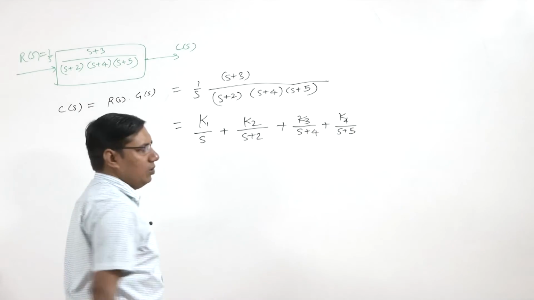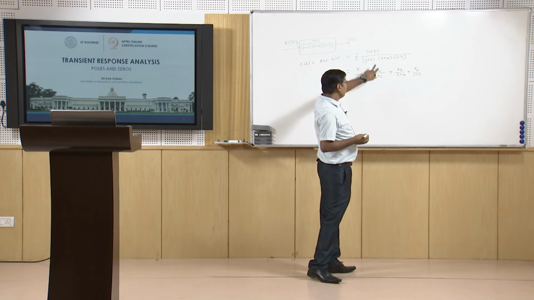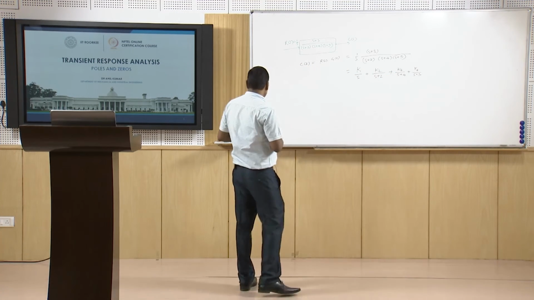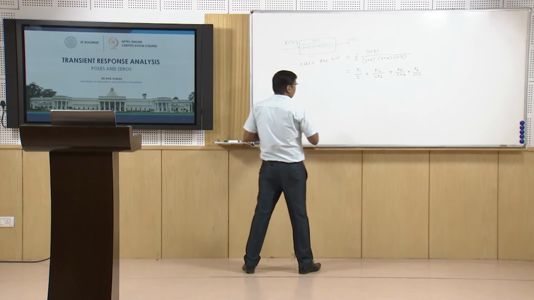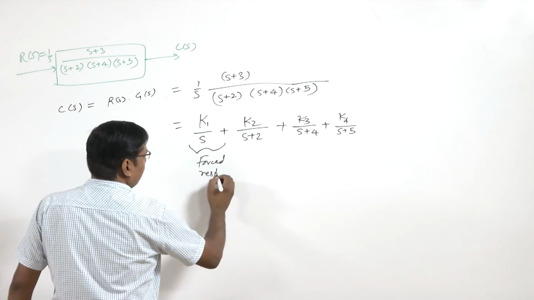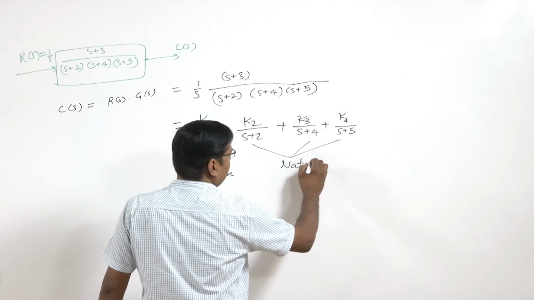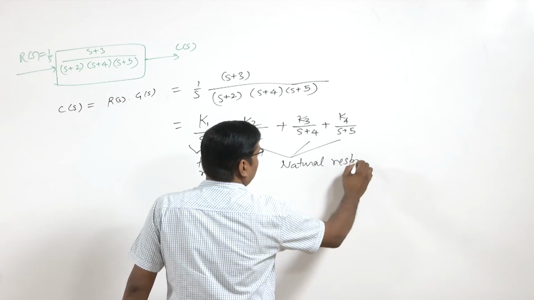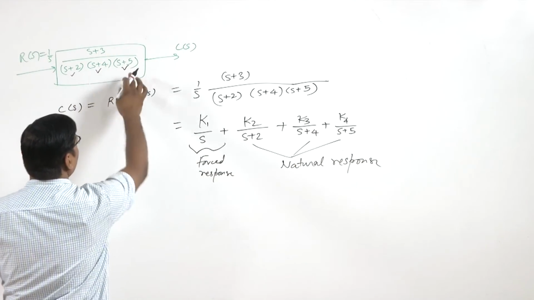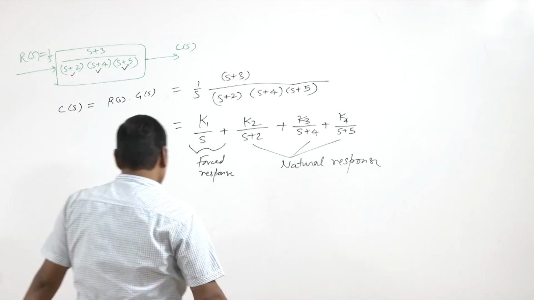By using the method of partial fractions, we can write this in this form and find the coefficients k1, k2, k3 and k4. This is the forced response, and these three are the natural response. You can see these poles, minus 2, minus 4, minus 5, are giving the natural response.